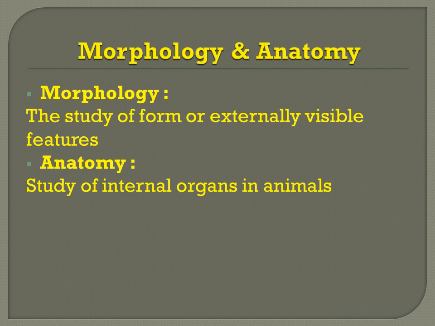Morphology means the study of form or externally visible features of an animal. So morphology deals with the external features of an animal, right? But anatomy is the study of internal organs in animals, that is, the structure of the internal organs. So that is the difference between morphology and anatomy.